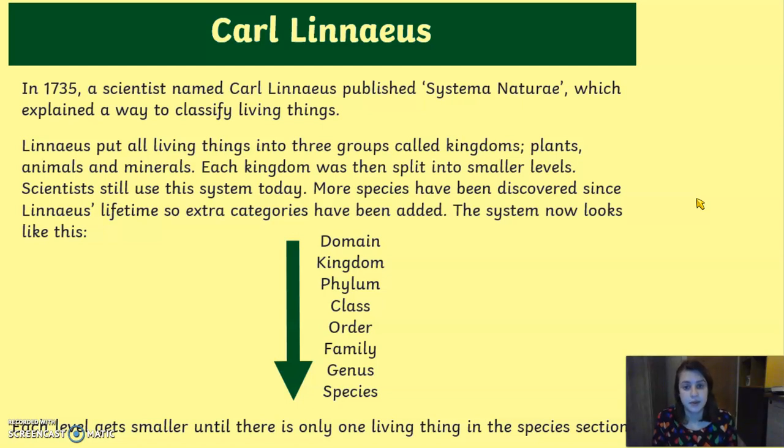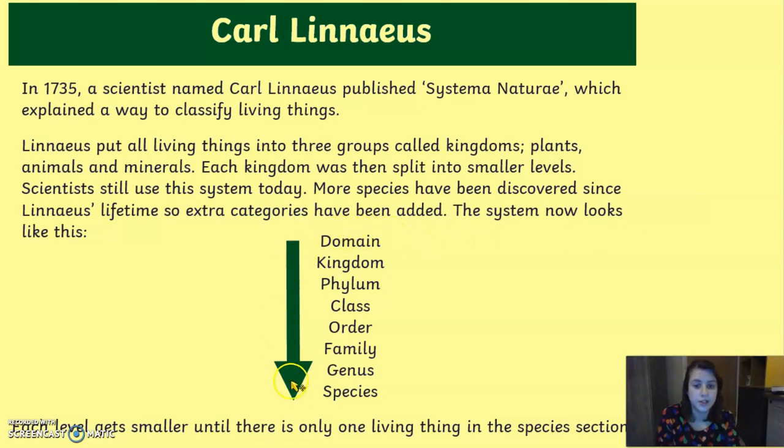And then each kingdom was split into smaller levels, sort of like what we just had a look at. Scientists still use this system today, and as more species have been discovered since his lifetime, extra categories have been added. So the system looks like this.